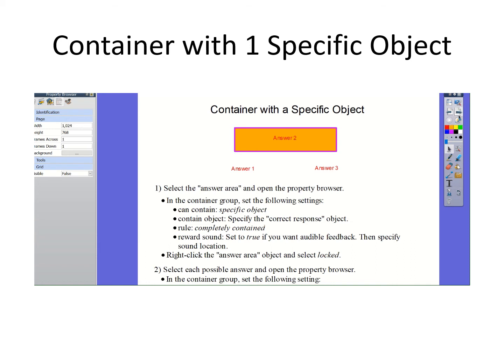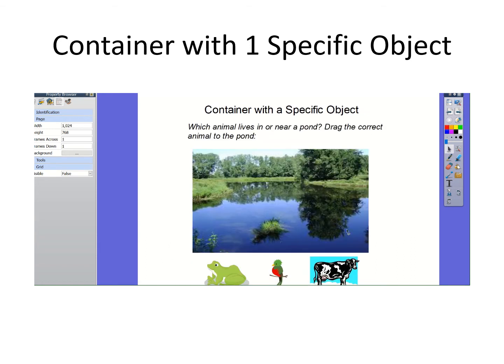Let's do one more example like that, because it doesn't have to be a basic example. Here I've got several animals, and I'm going to drag the appropriate ones into this graphic. And this graphic will be the container, it'll be the answer area. So as I did before, I am going to start off with the container. What can it contain? Property browser open.